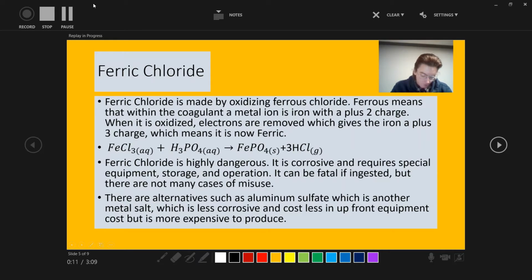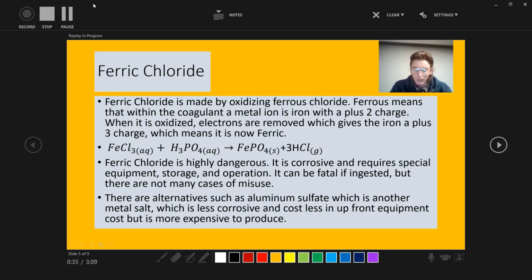It is very corrosive and requires special machinery, special pumps, to mix the chemical with the wastewater, because if normal pumps and normal machinery are used, they would be corroded and break. The machines would break and clog up and stop working very easily.